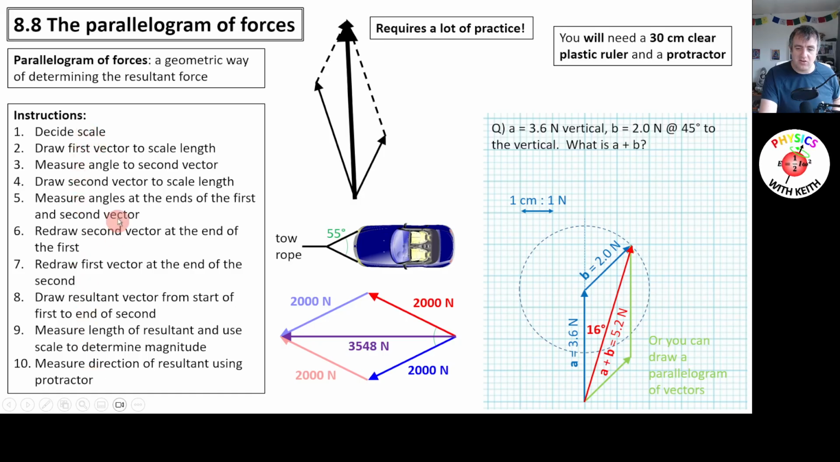Anyway, look, here's the instructions. You do that yourself. Pause it if you need to. Follow through. That's how you do it.